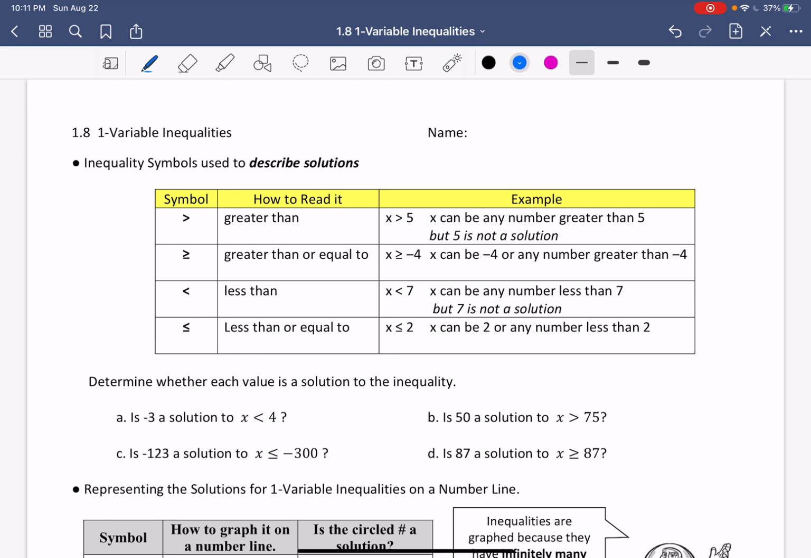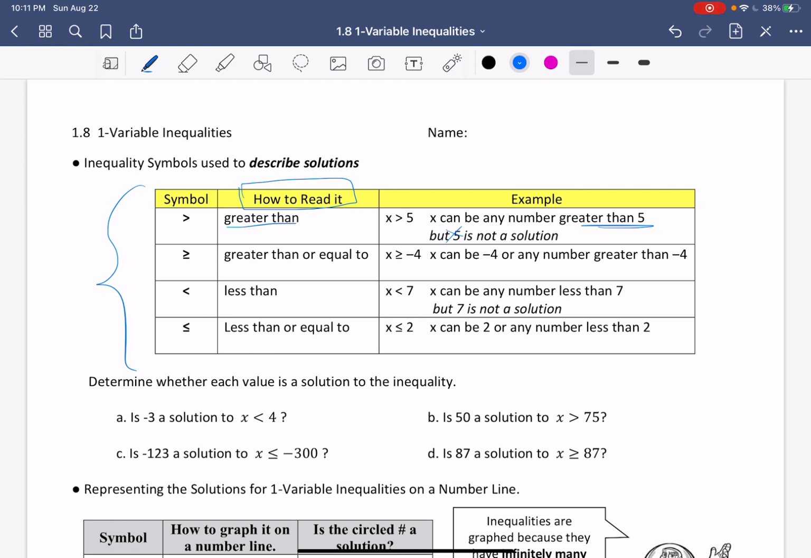We are used to seeing these symbols, but what's also more important, if not at least as important, is how to read it, right? So we have greater than. When we are pointing to the right, we are greater than. For example, x is greater than 5. What that tells us is x can be any number greater than 5, but x cannot be 5.